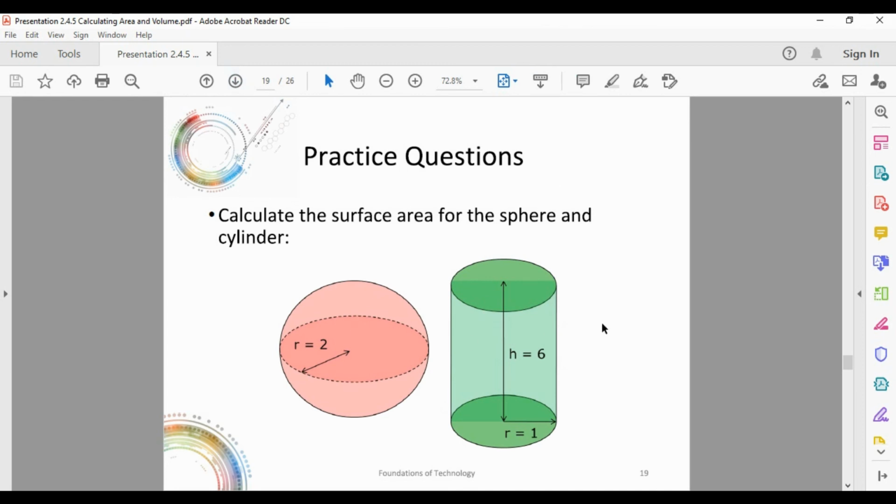Calculate the surface area of the sphere and the cylinder. Pause them now if you want to try these on your own.